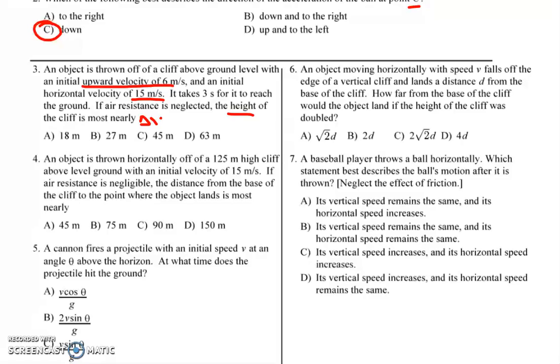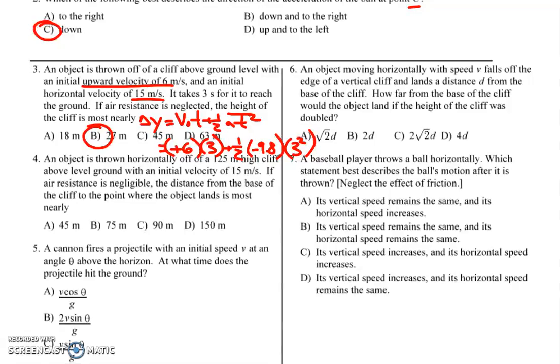And so the delta y is equal to v naught t plus 1/2 a t squared. If we carefully plug that in, we have initial upward velocity, so positive 6 for the upward part, times 3, plus 1/2 times negative 9.8 times 3 squared. And if you put that into your calculator, you should get the correct answer of B, which is 27 meters.